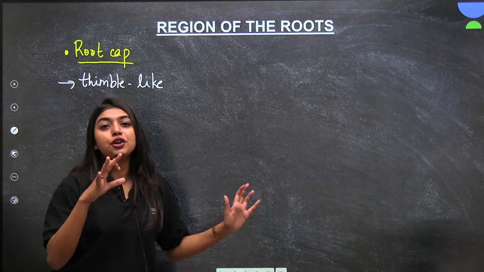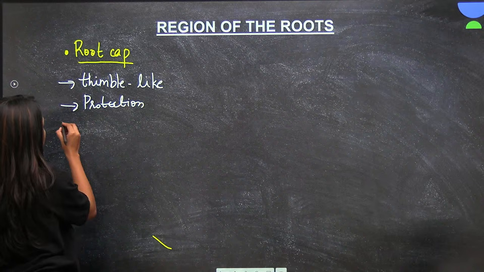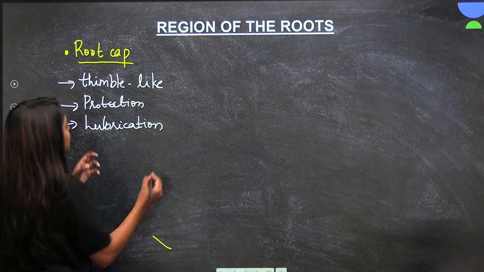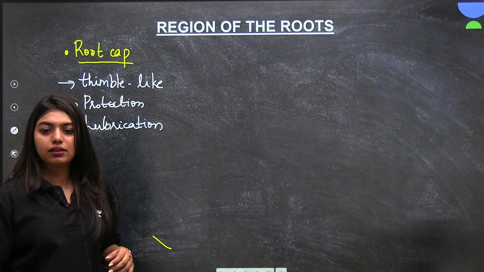fast. So, what is happening? These roots have to proceed downwards, right? For that, this root cap is going to do protection. Not only protection, they are also going to secrete liquids that help with lubrication. Very, very important 3 points. So, root cap is thimble-like, which will do protection. So, it will allow the roots to move downwards in the hard soil. Clear?